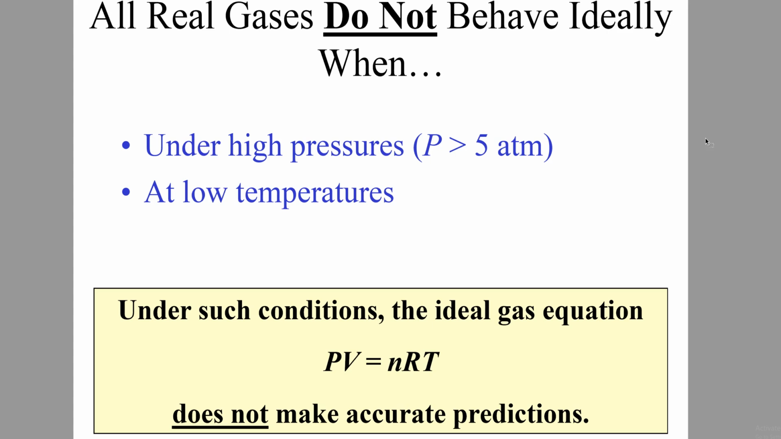And under such conditions, your PV equals nRT will not make accurate predictions. We've always been taught that in an ideal gas situation, certain conditions must be met. So if you're talking about the relationships between pressure and volume and looking at moles, you really want to make sure that you're under that 5 atm and definitely over at low temperatures.